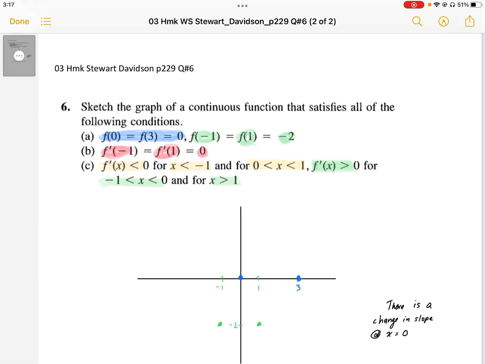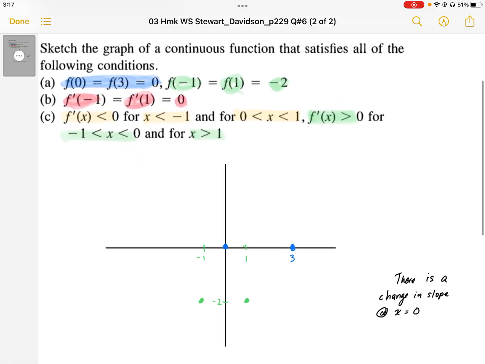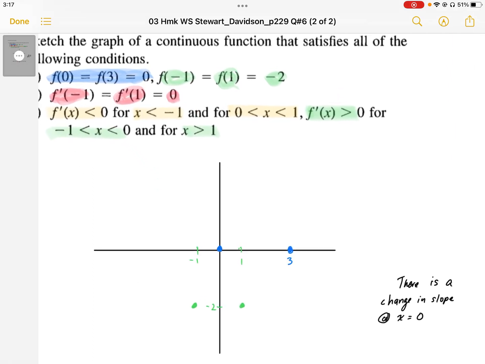Question number 6 from page 229 worksheet. It gives us the graph of a continuous function and satisfies all the conditions. So condition A was that f of 0 and f of 3 equals 0. So that's a coordinate. So I plotted the coordinate in blue along the x-axis.